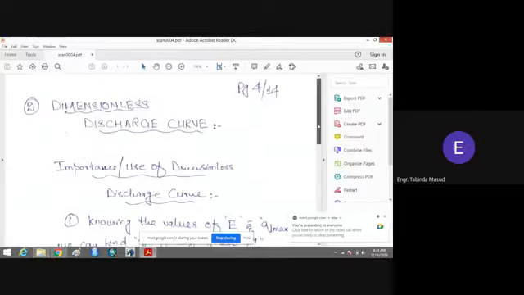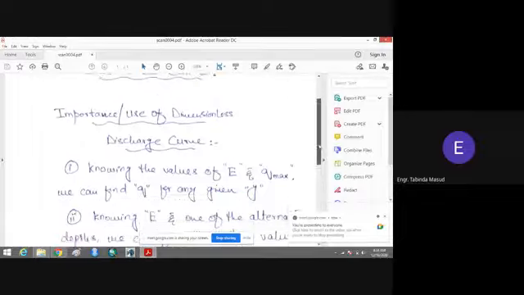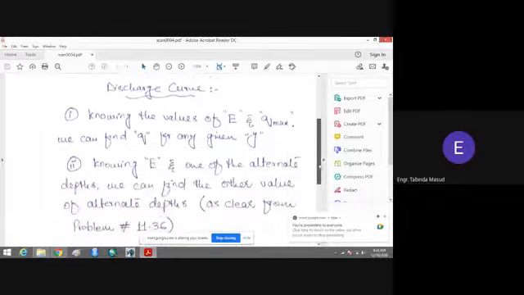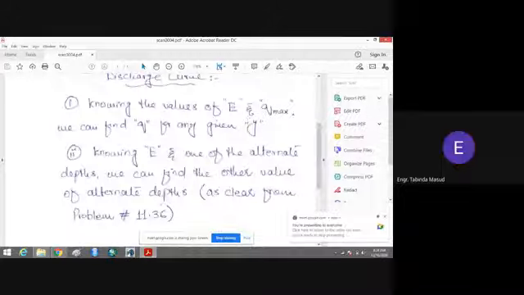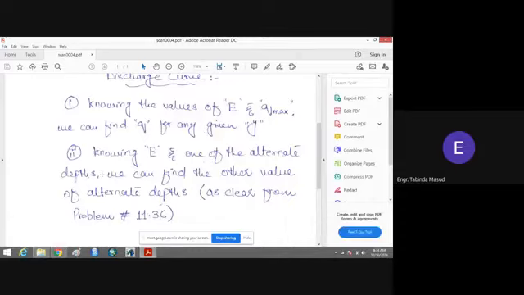Here you can see what is the importance or use of the dimensionless discharge curve. We already discussed that if we know the value of E and Q maximum, we can find the value of Q for any given depth of the flow. And as we discussed, if E and one of the alternate depths, for example, if E and Y1 is known to you, then you can find the value of Y2, or if E and Y2 is known to you, then you can find the value of y1. And this will be much clearer from the numerical problems. So let's solve the numerical problems.